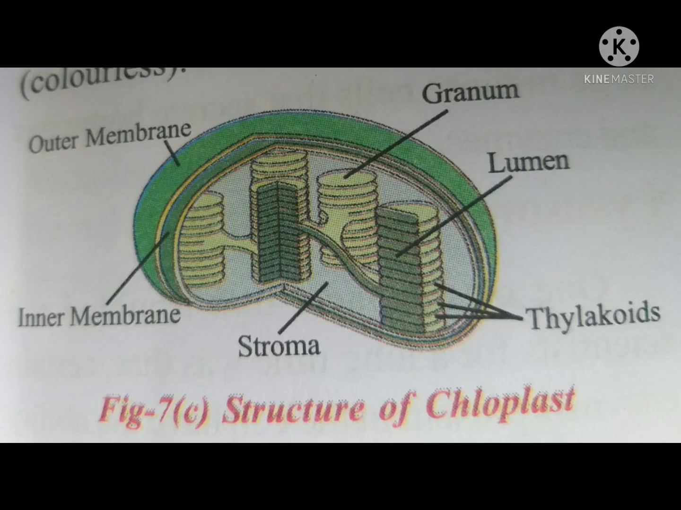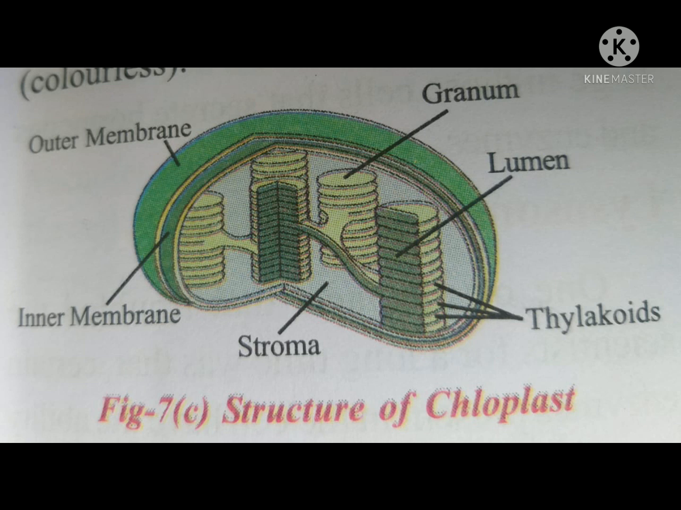Next cell organelle, plastids. Plastids are present only in plant cells. Plastids are mainly of three types: chromoplastids, leucoplastids, and chloroplastids. Chromoplastids are colored and leucoplastids are colorless.